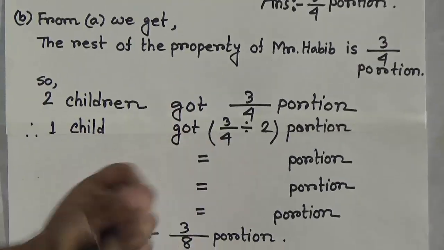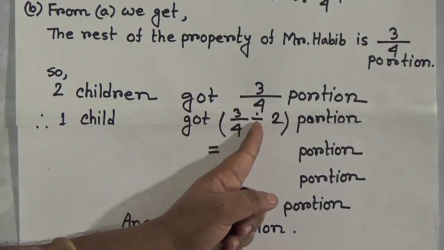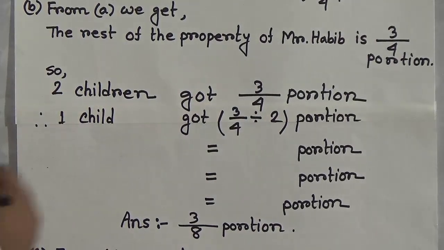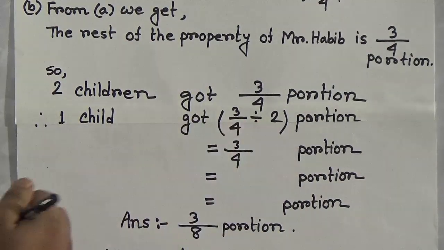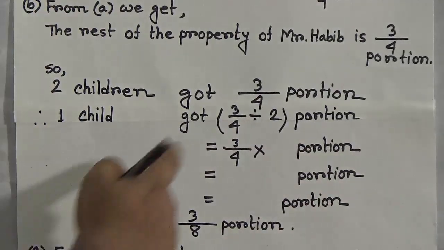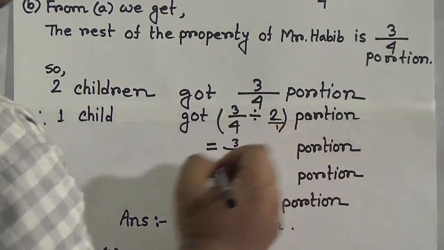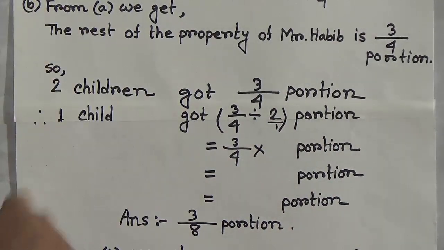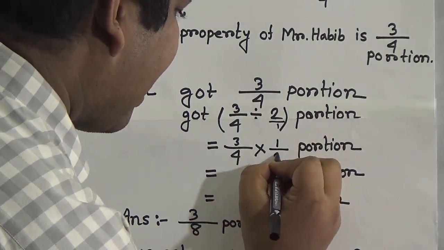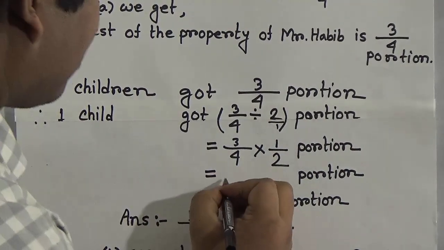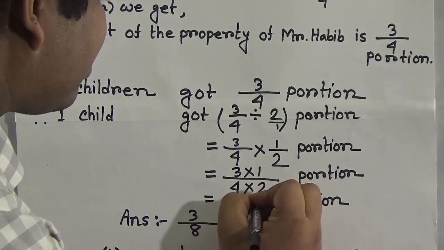So one child got how much? We divide 3/4 by 2. Okay, 3/4 divided by 2. Now we solve this math. At first we write 3/4. This division will be a multiply sign. For this sign, this fraction will be reversed. That means the numerator will be the denominator and the denominator will be the numerator. So we can write from this fraction 1 by 2. Now we can write 3 multiply 1 and 4 multiply 2.